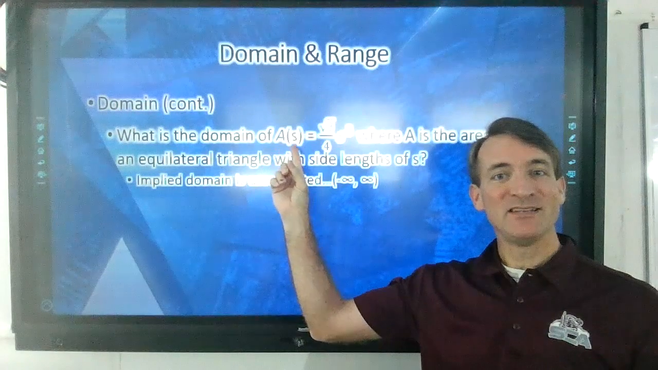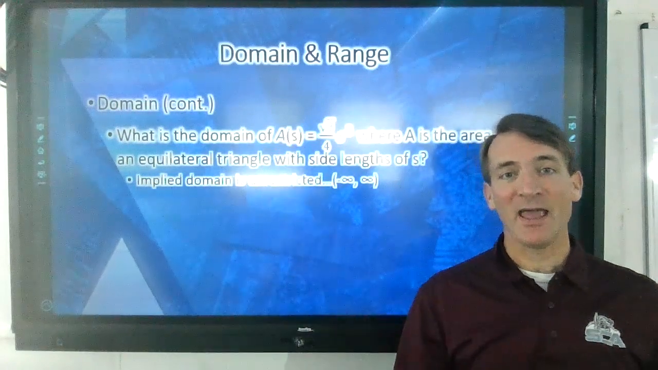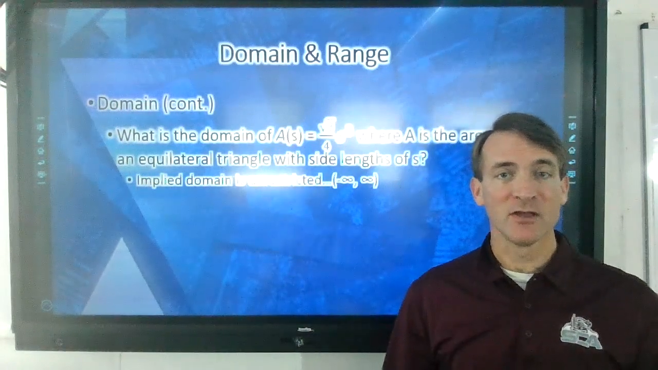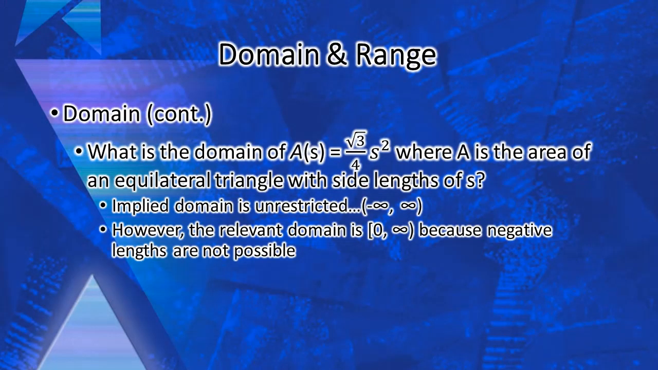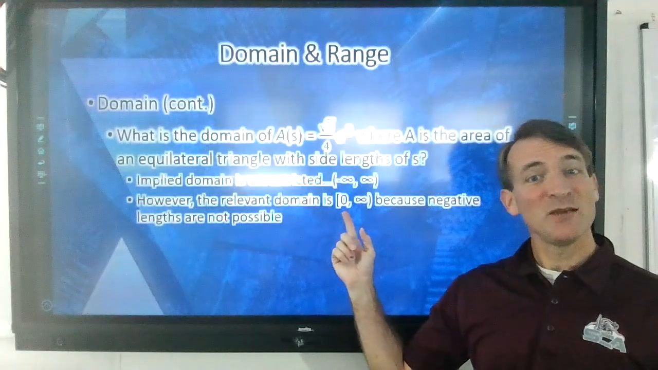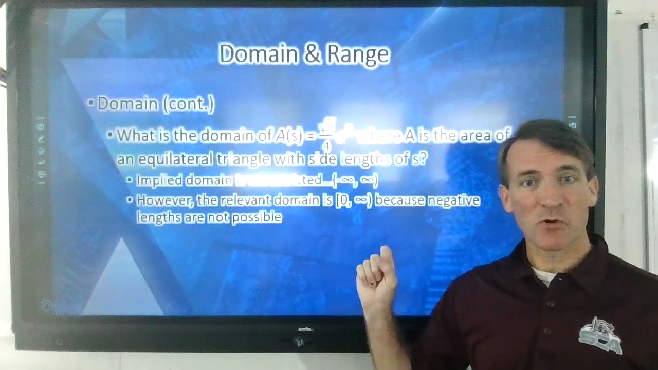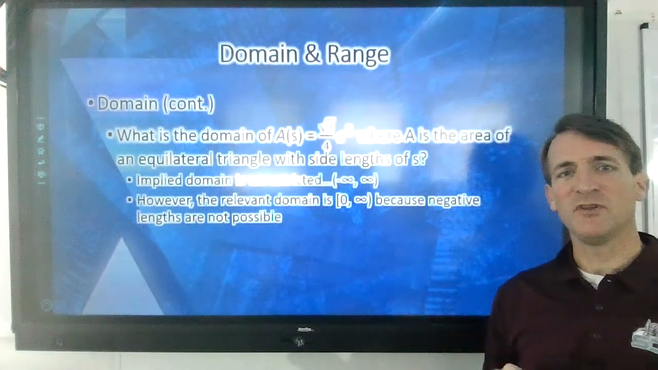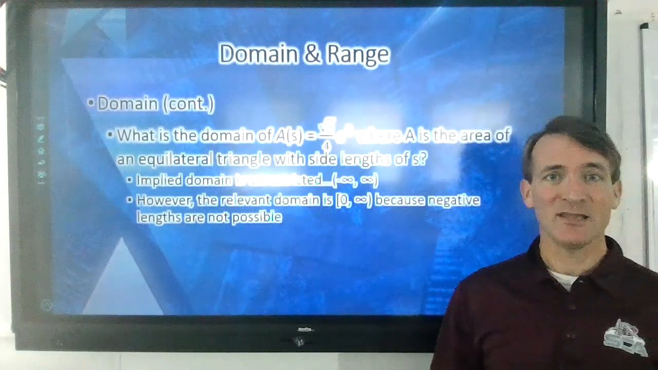It's area dealing with side length. I cannot have a negative side length. So I have a relevant domain that is more limiting. My relevant domain starts at 0. I can't have a side length of 0, which means it wouldn't be there. If I had a side length of 0, my area would be 0. I can have an area of 0. So it starts at 0 and includes 0, so we use an open bracket, and can go all the way to infinity. I cannot have a negative length.